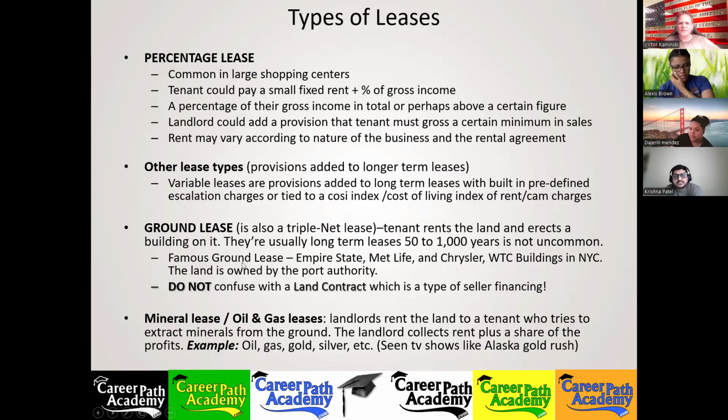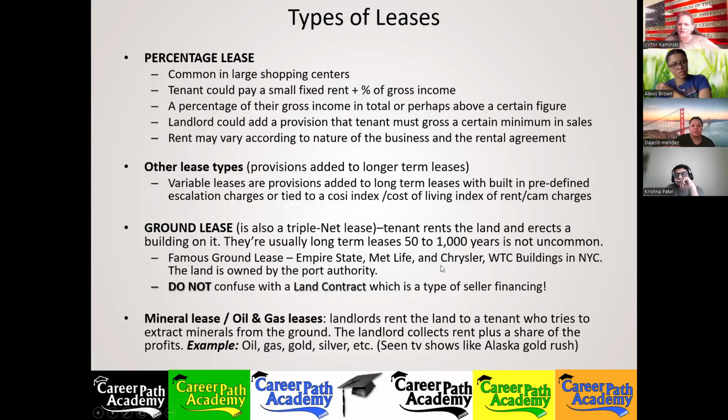So here are some famous ground leases that you may have heard of. The Empire State Building. You know, the people that constructed that building don't even own the land that it's sitting on? That world iconic building, they don't even own the land. The land is owned by the Port Authority.